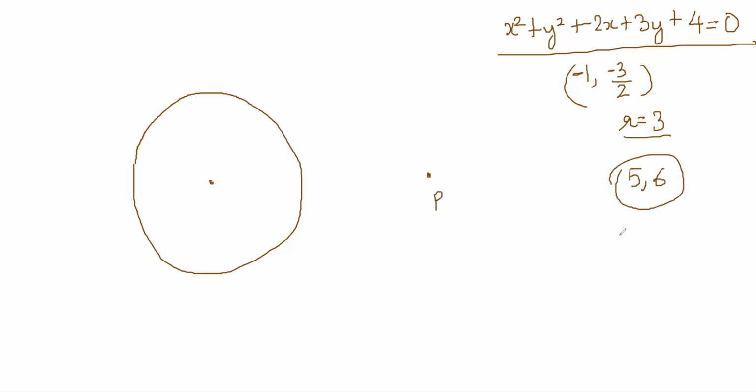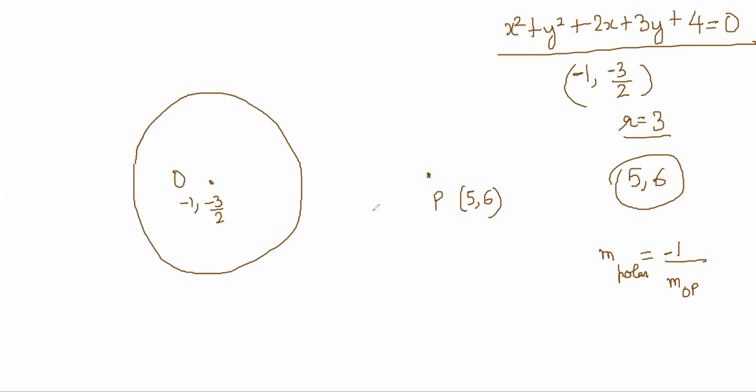Point P is 5 comma 6, so the center is -1 comma -3 by 2. The point is 5 comma 6, right? Now I know that my polar line has to be perpendicular to the line OP, right? So the slope of my polar I immediately know is -1 by the slope of OP. So what is the slope of the polar?